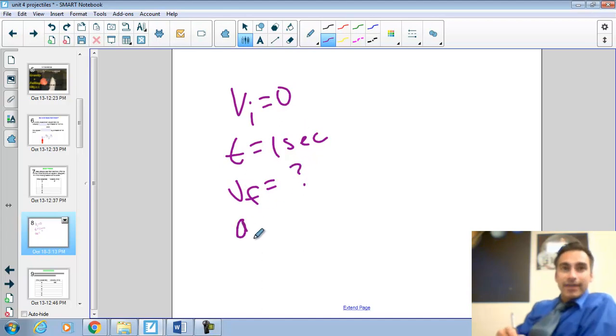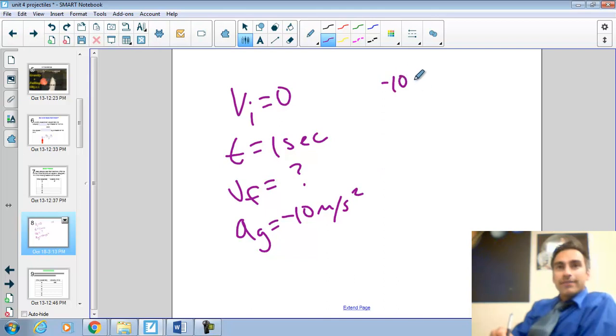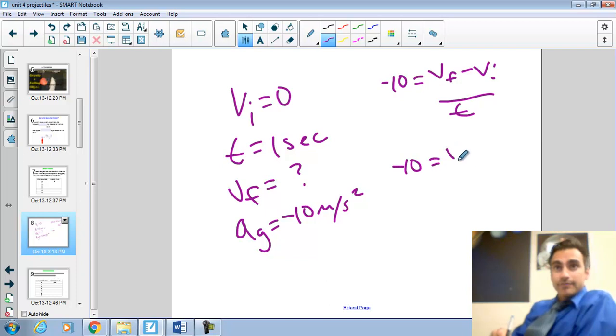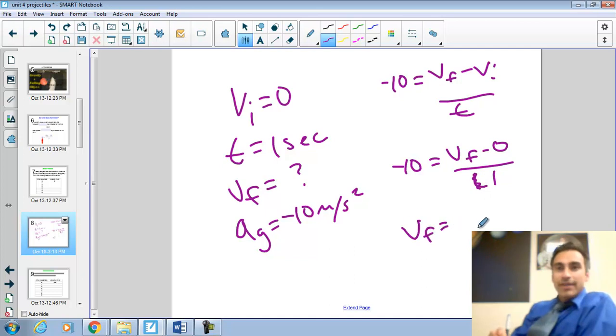Our acceleration of gravity is constant at negative 10 meters per second squared. So we can use our negative 10 equals Vf minus Vi over time equation. So let's figure out Vf. So we have negative 10 equals Vf minus 0 over 1. That's a really bad 1. And we should get Vf for 1 second as negative 10 meters per second.